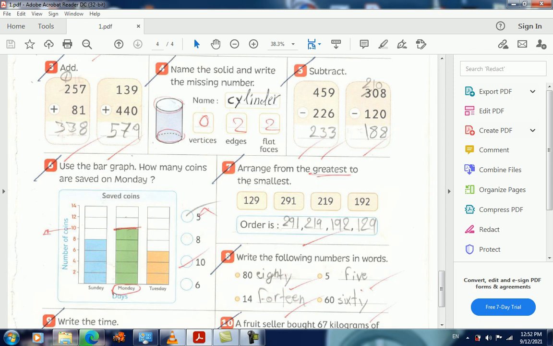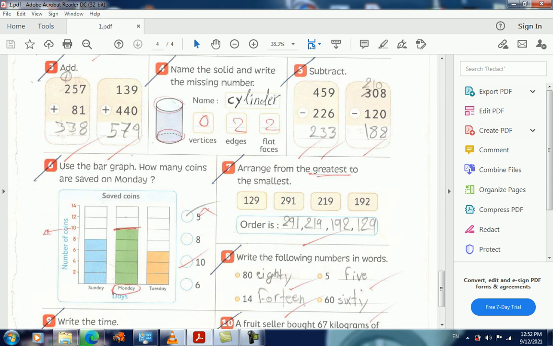We go to number 4. Name the solid and write the missing part. So the name of the solid is what? It's a cylinder. Okay. Now, how many vertices does it have? It doesn't have any vertex. So 0. How many edges does it have? It appears there are 2, but in reality it has no edge because it's like a curve. So it should be 0 edges.